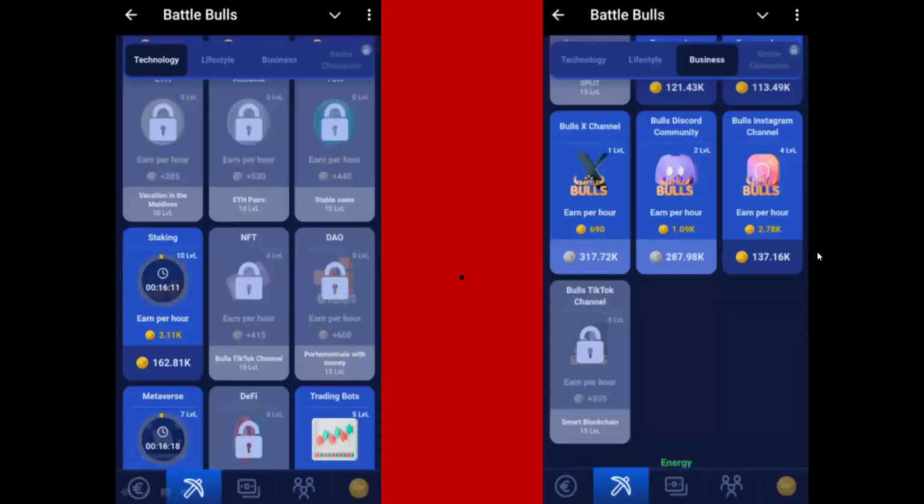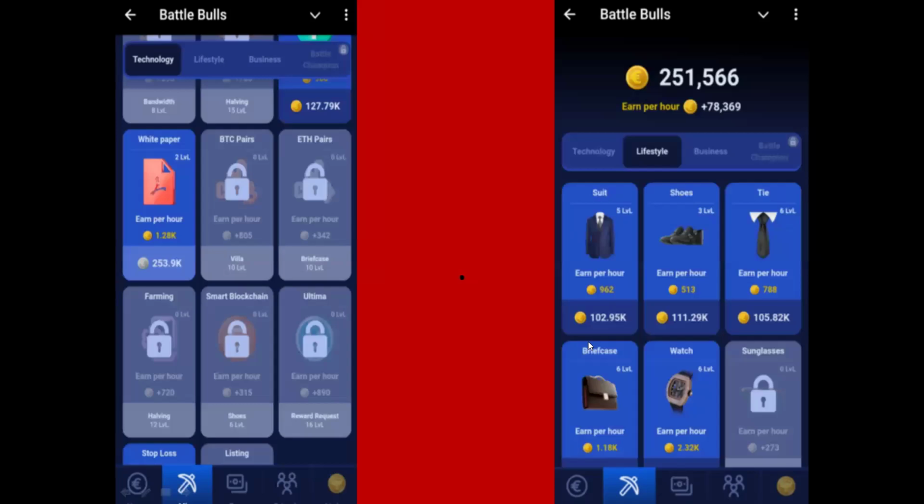So here, we have just realized that we need to click on the Smart Blockchain card 15 times just to remove this lock. Now, we have identified that the Smart Blockchain itself is here. It is still locked. For us to remove this lock, we need to identify the card with the name Shoes, and we click on it 6 times just to remove this lock.